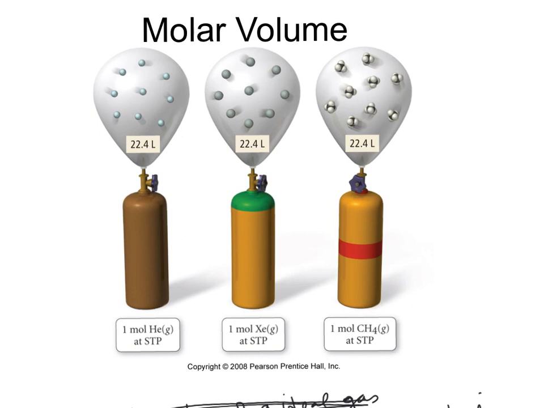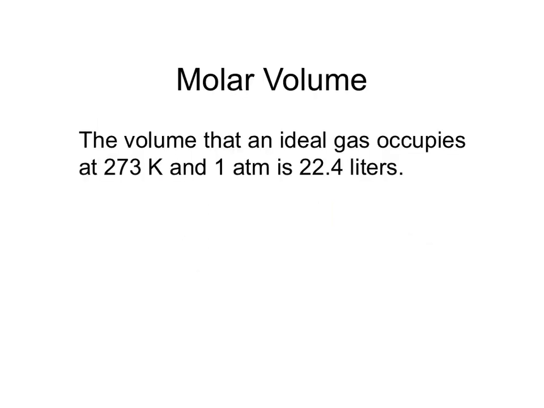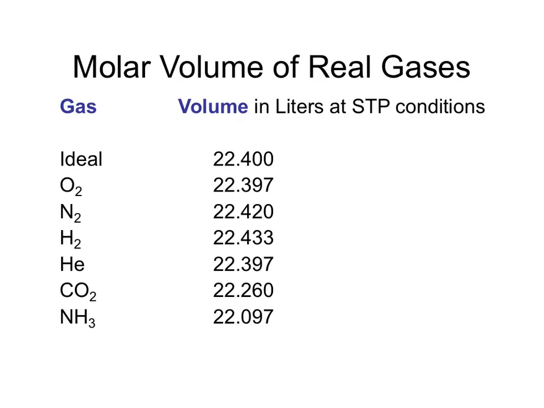Now, if you go back to this slide, the volume of an ideal gas at 273 Kelvin and 1 atmosphere is 22.4 liters. That's our definition right there that I wrote down. Next slide.